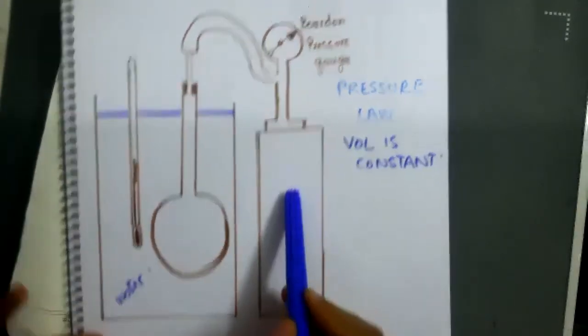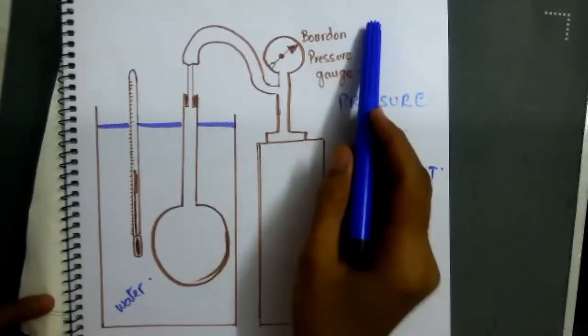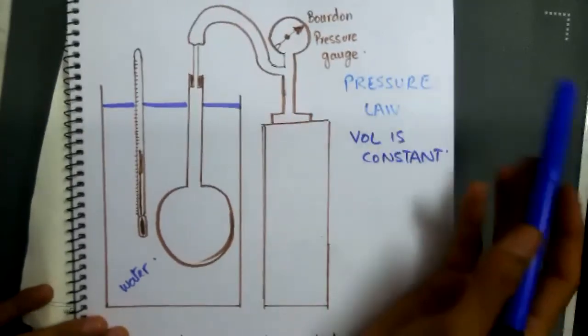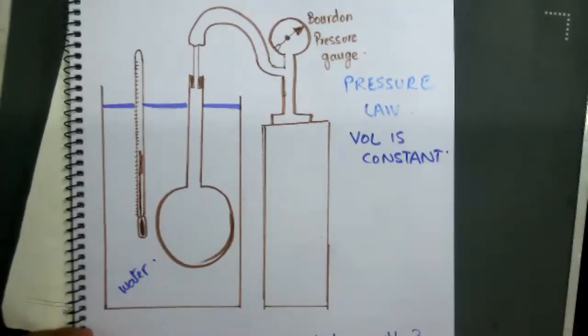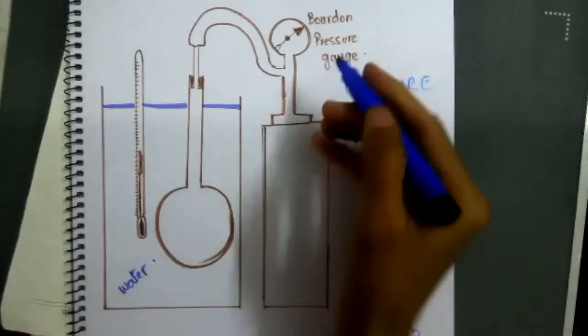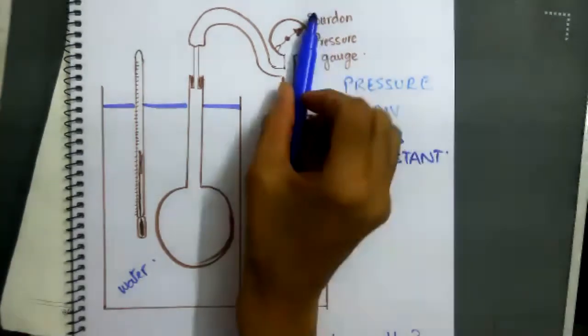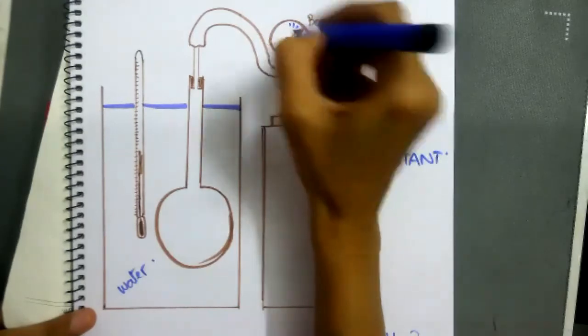This is a Bourdon pressure gauge. We discussed the Bourdon pressure gauge in the pressure class, chapter 16, so I won't go into the details of how this works. It has a pointer, and this pointer gives us a reading for the pressure.